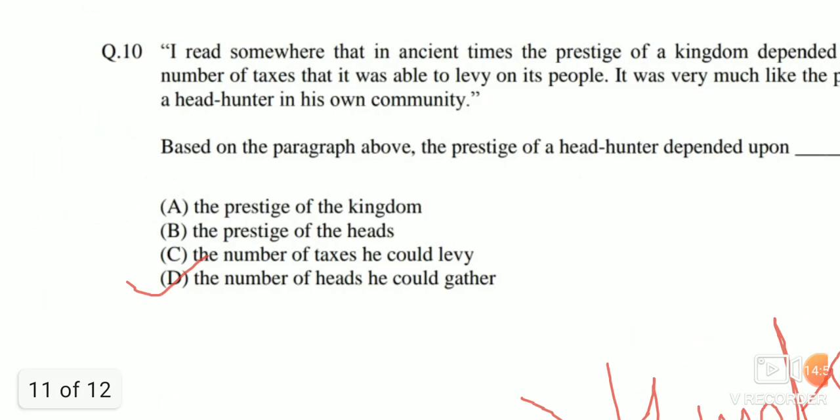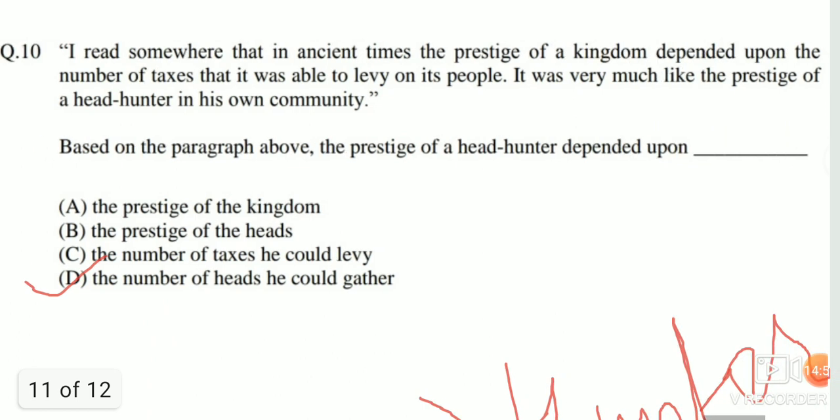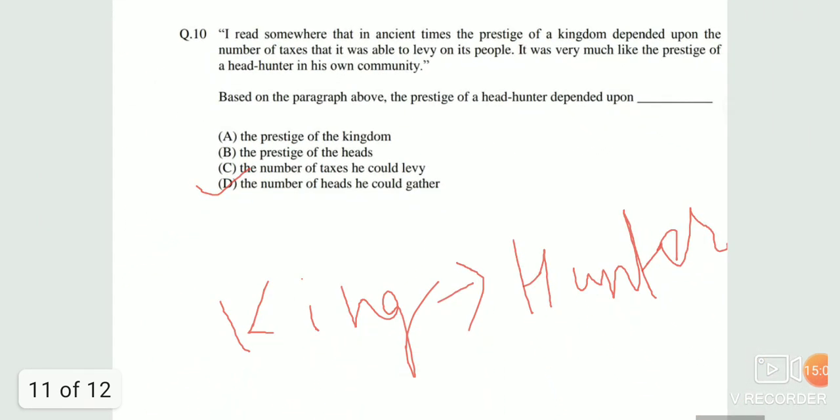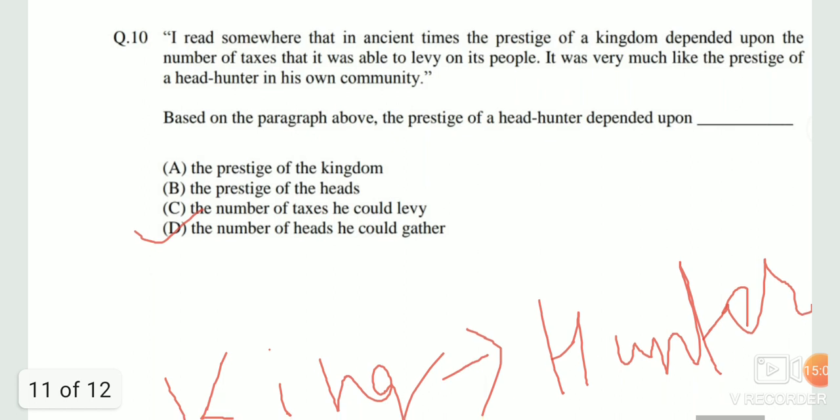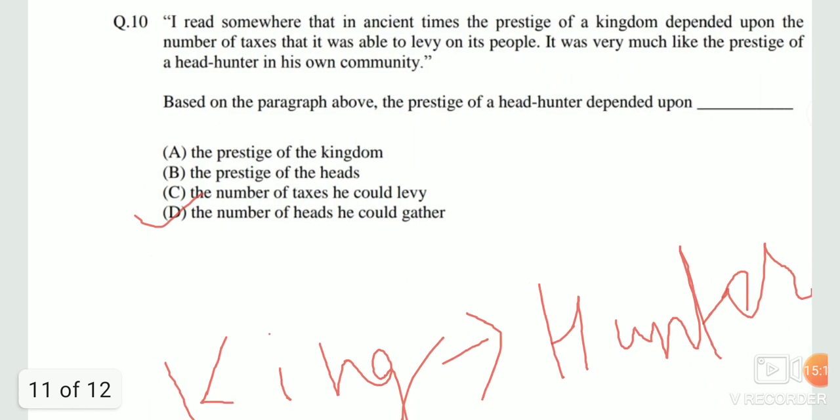The final question is: I read somewhere that in ancient times the prestige of a kingdom depended upon the number of taxes that it was able to levy on its people. It was very much like the prestige of a headhunter in his own community. Here, the king is compared with a headhunter. What does a hunter do? He hunts birds for his livelihood. Here, in ancient times, the king's prestige is about collecting taxes.